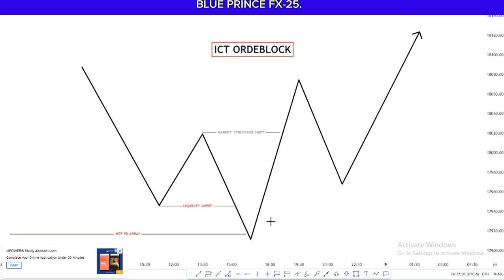A fair value gap is when there are three consecutive candles whereby the first candle's high does not overlap with the third candle's low, in the form of a bullish fair value gap. A bearish fair value gap is the opposite of that. The low of the first candle does not overlap with the high of the third candle.